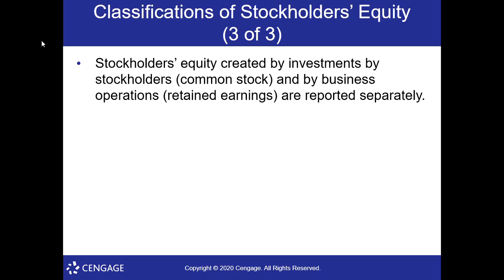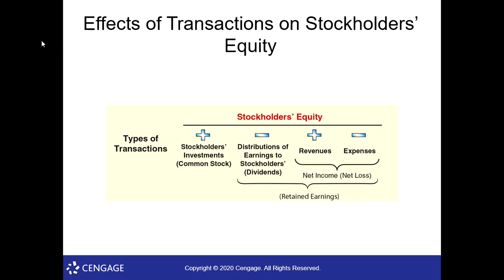So again, stockholders' equity has these two components. We're either receiving equity through investments, or we're receiving equity through our operations or retained earnings in the form of revenue minus expense. And those two things are represented separately.